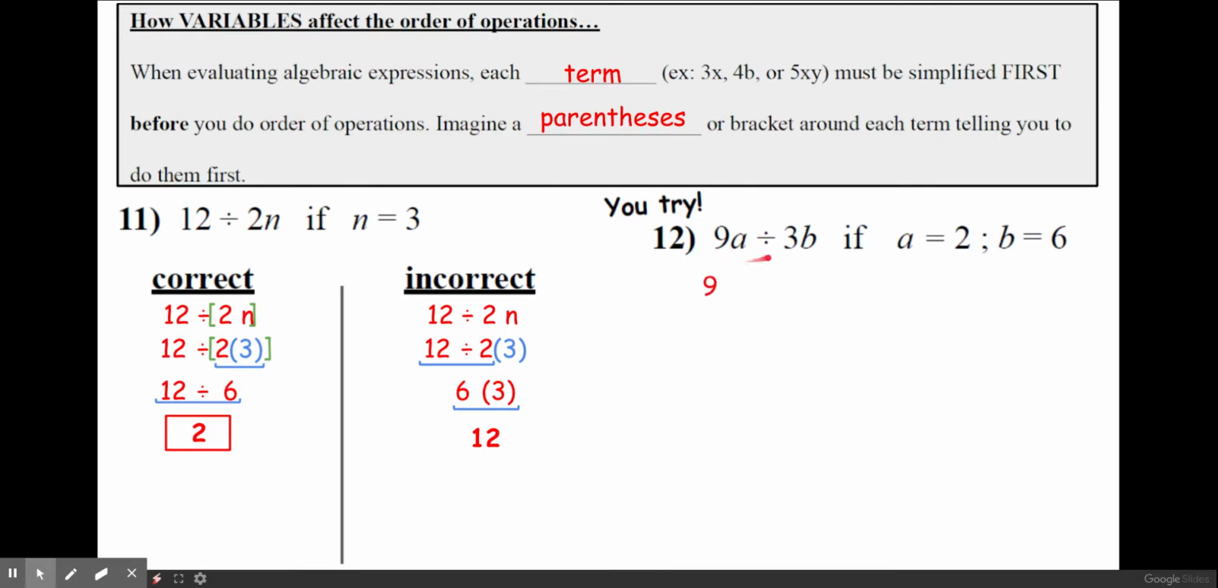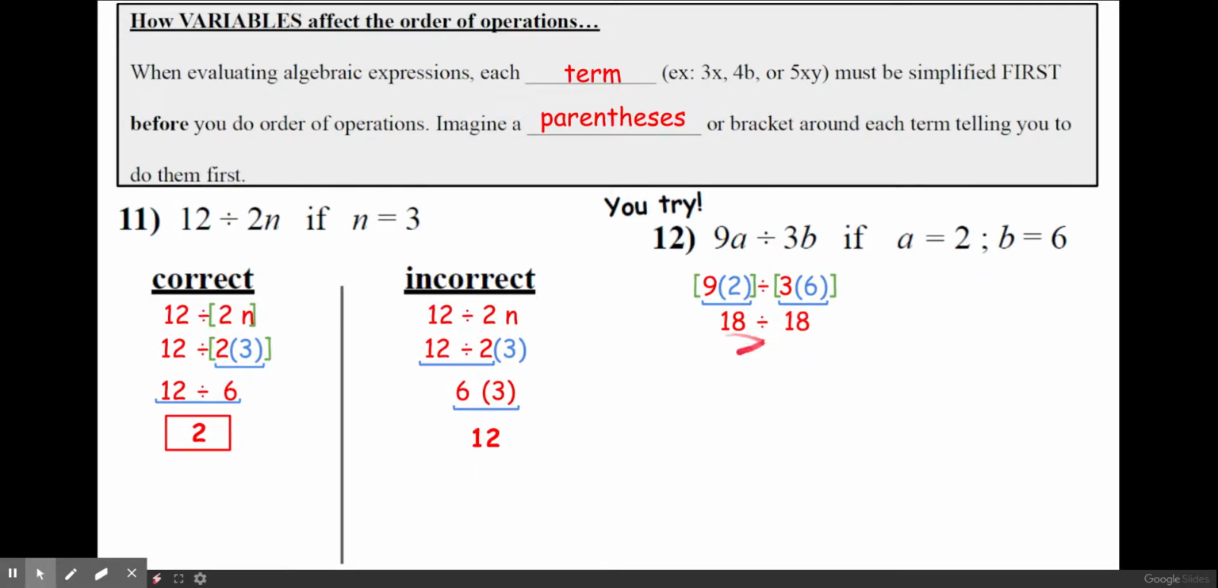You have 9a divided by 3b, if a equals 2 and b equals 6. So you have 9a, and in place of a, you're going to have 2, divided by 3b, which is 3 and 6. So we're going to put our brackets around both terms, and we're going to multiply them separately. So we have 18, and this one equals 18 as well.